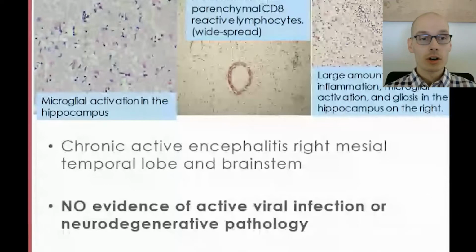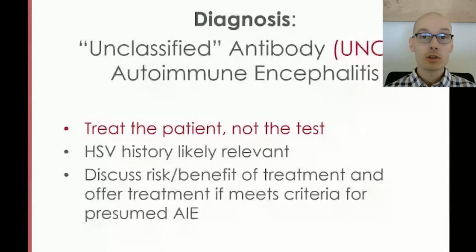Autopsy of the brain did show microglial activation in the hippocampus, reactive lymphocytes, and gliosis in the hippocampus to the right, so scarring from the previous episode. Most importantly, though, there's no evidence of active viral infection or neurodegenerative pathology. Around this time, the spinal fluid was also evaluated via a screening method and did show an unclassified antibody. So while this represents a very serious case, we certainly do see cases like this of unclassified autoantibodies that have very good response to immunotherapy.